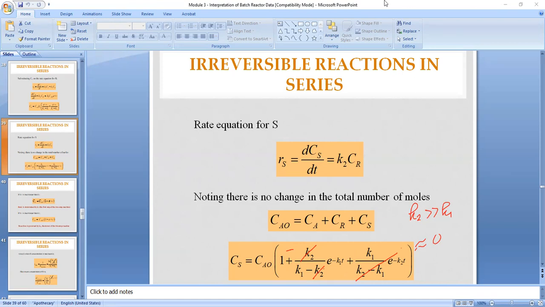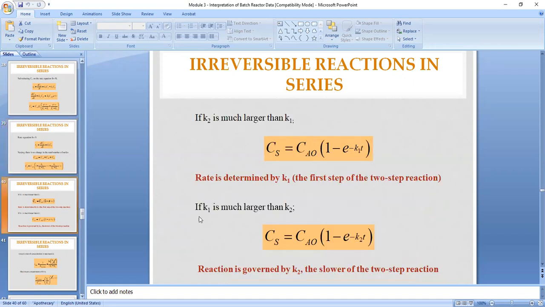So I'm showing to you the simplified form of this formula for C sub S whenever the second reaction is a lot faster than the first, or K sub 2 is a lot bigger than K sub 1. So if K sub 2 is much larger than K sub 1, this is now the simplified formula for C sub S. Okay, I've shown to you in the previous slide how it became like that. Now the rate is determined by K sub 1, and that's the first step of the two-step reaction.